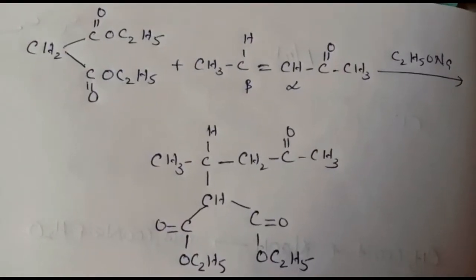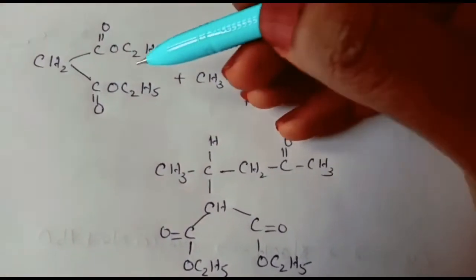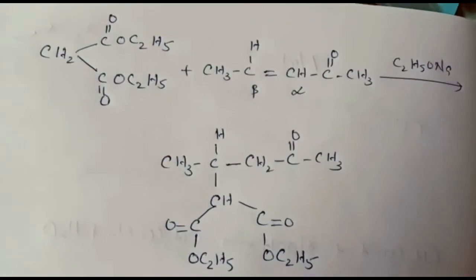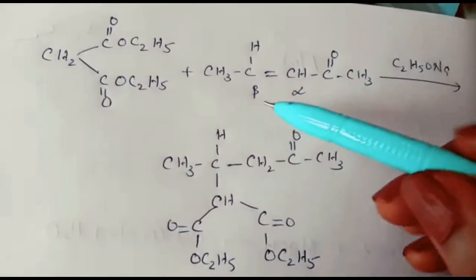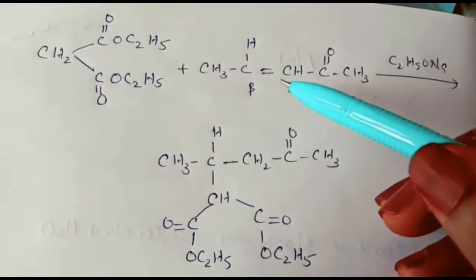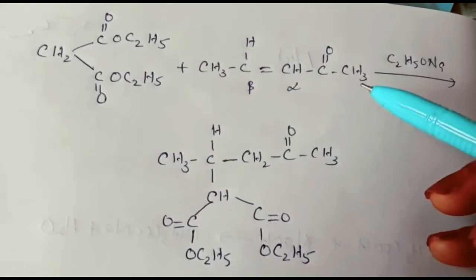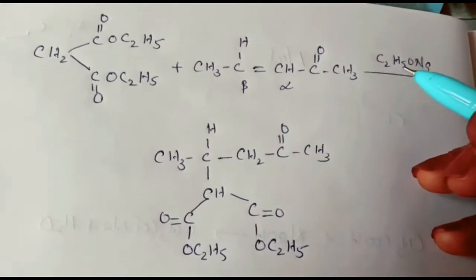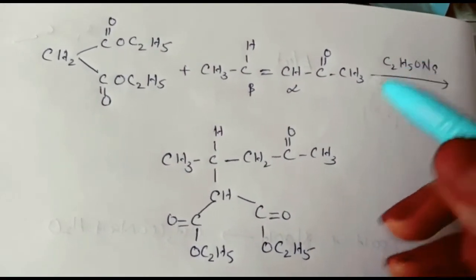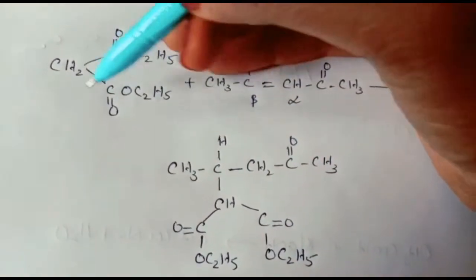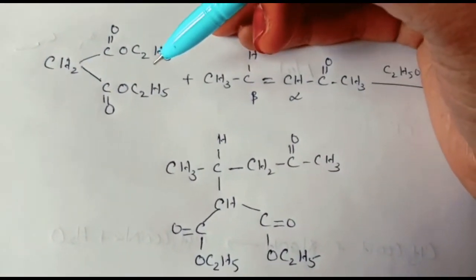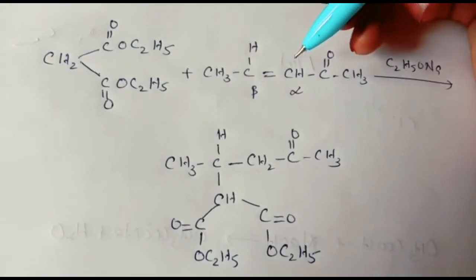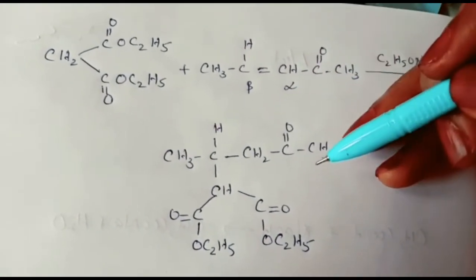Example is malonic ester CH2(COOC2H5)2 plus alpha beta unsaturated compound CH3CH=CHCOCH3. The reaction takes place in presence of base. So in presence of sodium ethoxide, what will happen here? First this malonic ester will form a carbanion. Then that carbanion will react with this alpha beta unsaturated compound. Then the product will be formed.